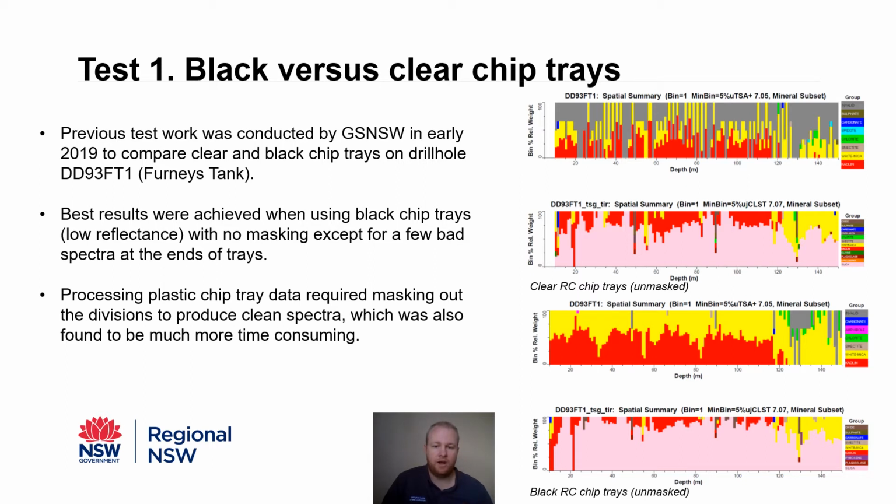On the top right, we can see results from clear plastic chip trays with much more spectral data that will require more masking. While on the bottom right is black plastic, where we have very little spectral results and nice clean spectra.